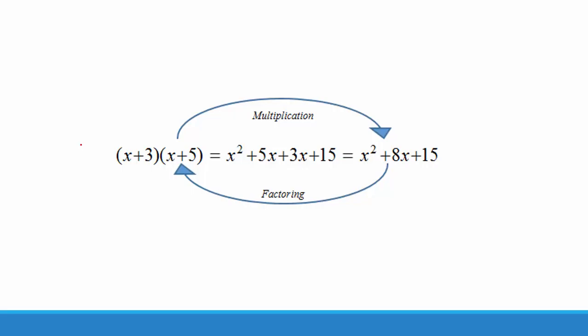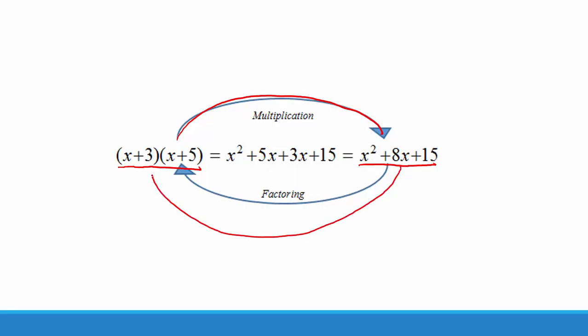So what we're doing is we're talking about factoring. Before, we were given two binomials and we FOILed them, combined like terms, and the result was a trinomial. Now we are going to be given this trinomial, and we want to go back to the factored form.